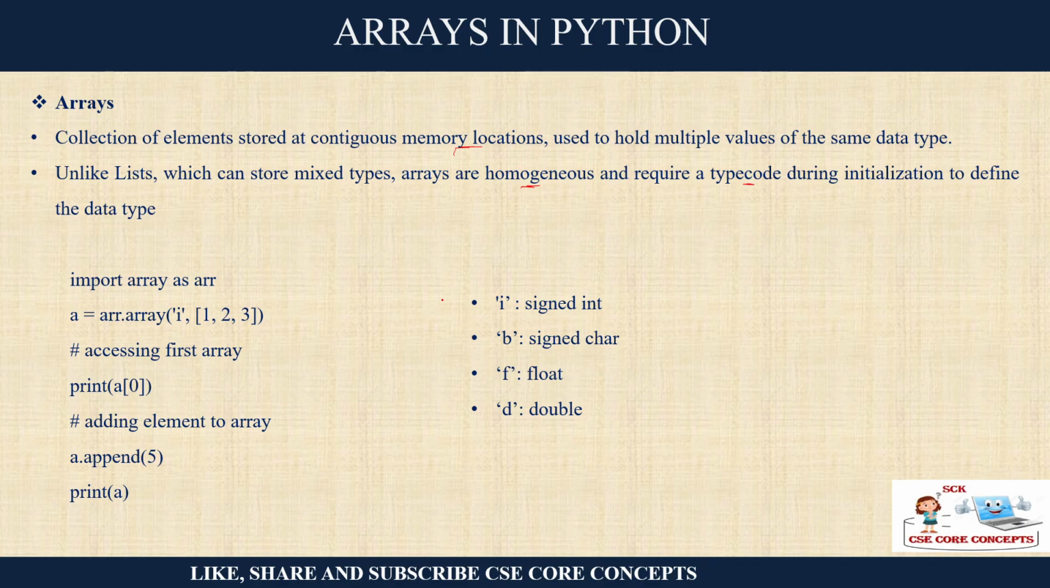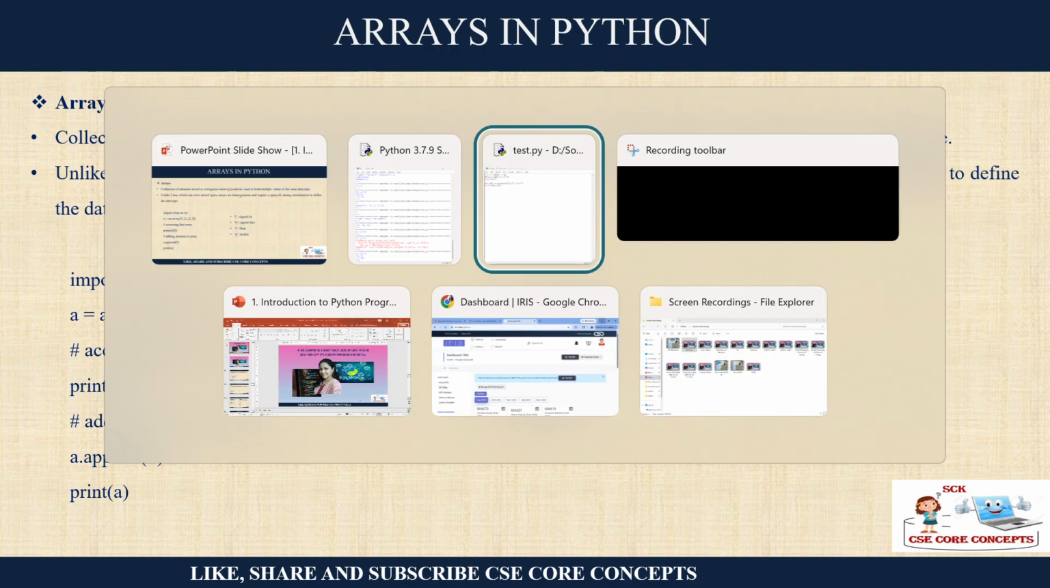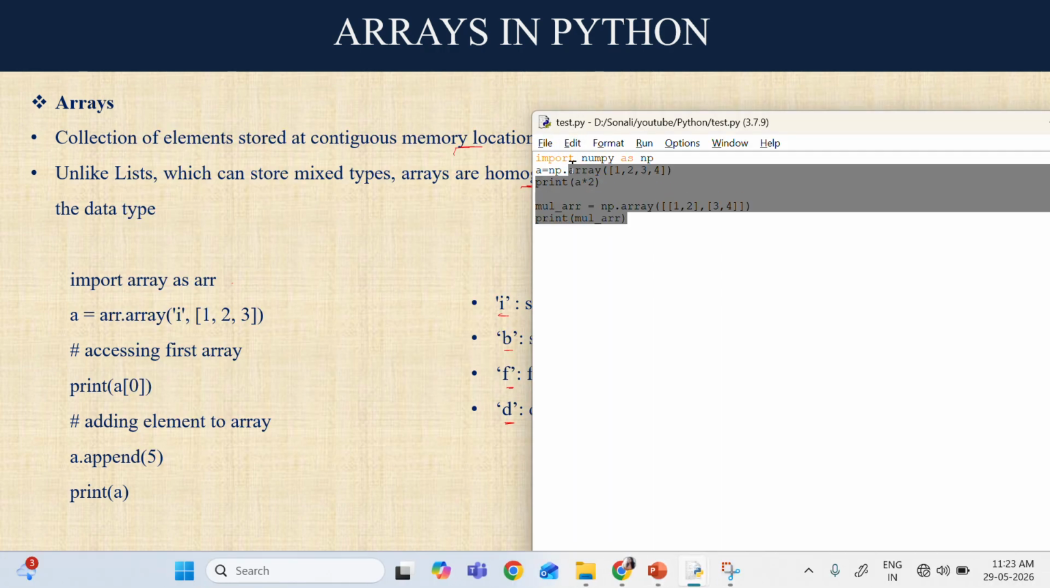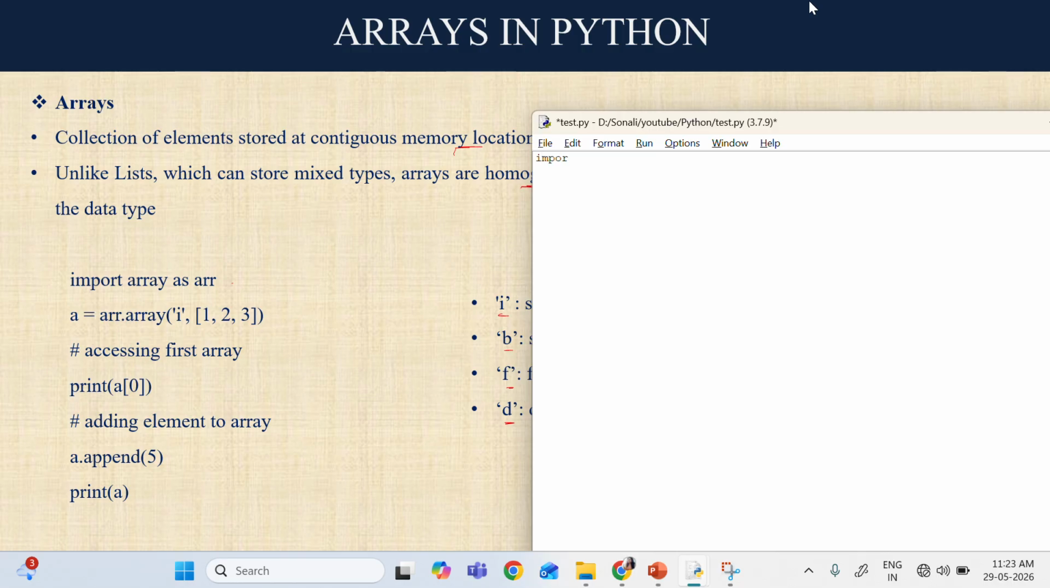Type code means what type it is: integer, signed integer, character, float, or double. That you have to mention while you are defining. So let's say this is how it looks like. You have to import this module like you did for your NumPy library. So you are writing import array as, let's say, ARR. I am defining this. So A is equals to ARR dot array. You have to call that function.